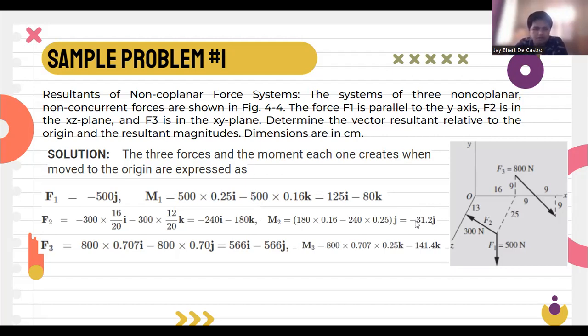The F sub 3 is equal to 800 times 0.707 i minus 800 times 0.707 j, equals 566 i minus 566 j, and M sub 3 is equal to 800 times 0.707 times 0.25 k, equals 141.4 k. Excellent.